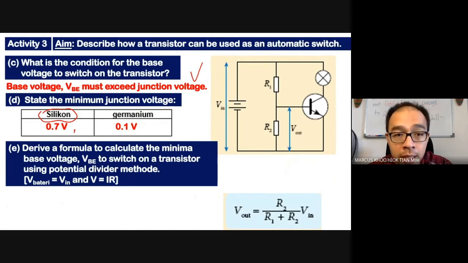Germanium is good because its junction voltage is very small, which means you don't have to provide such a big voltage for the germanium transistor to switch on. But germanium is generally more expensive because of its low junction voltage. As the saying goes, if you want something of high quality, you have to pay for it. If not, you settle for something a bit less. So generally we use silicon a lot.